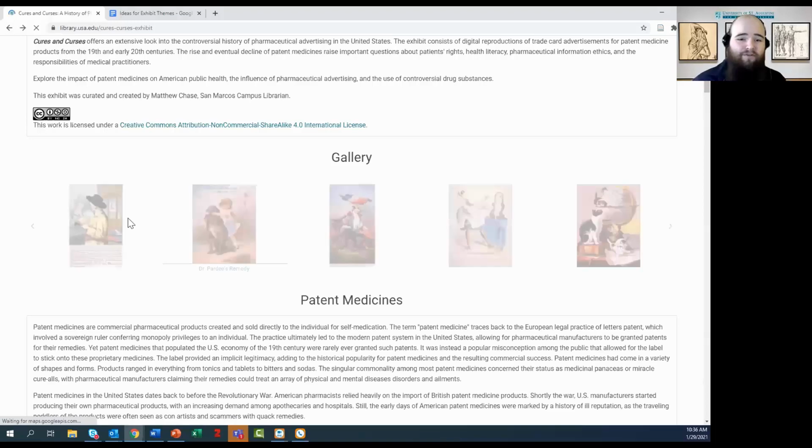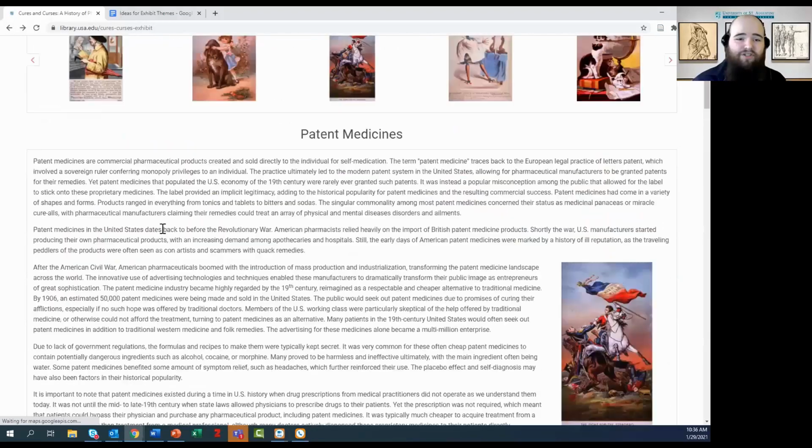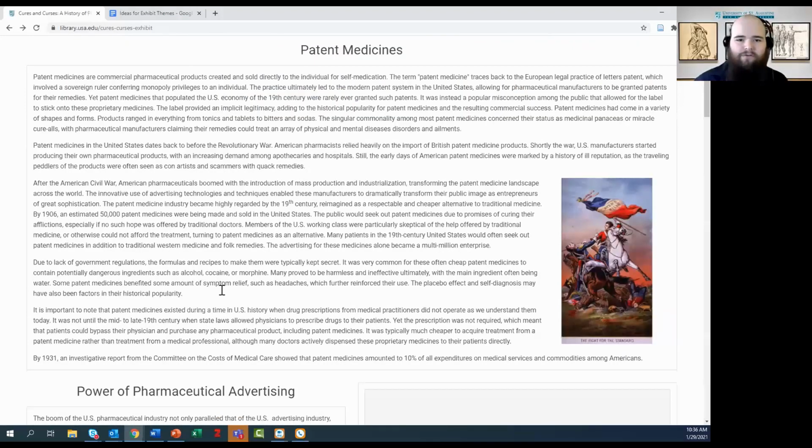So that's one of the more extreme examples. Others were just filled with alcohol or other types of drugs to provide relief, but really not the long-standing cure-alls that were promised. So yeah, you can read more about the history here, about the power of pharmaceutical advertising.